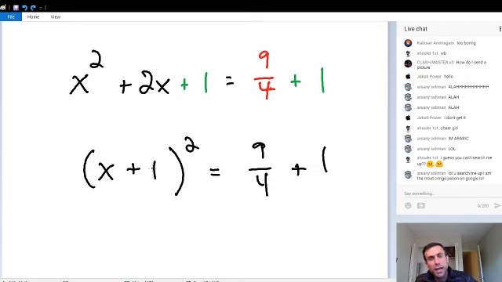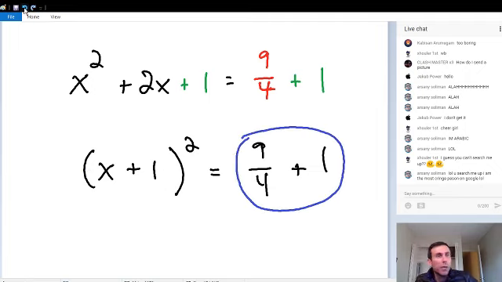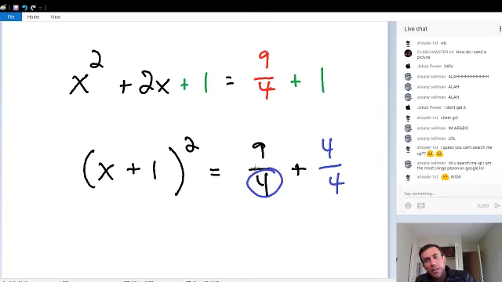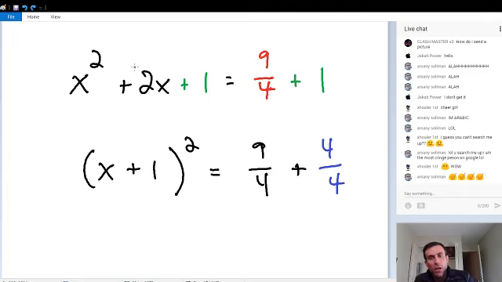And before I do this, actually, I'm going to simplify the right-hand side of the equation. I'm going to rewrite 1 as a positive 4 over 4. 4 over 4 is exactly the same as 1. And the reason why I did that is so I can create common denominators. So now we have a common denominator, and we can add these two fractions really easily. When you add fractions, the denominator stays the same.